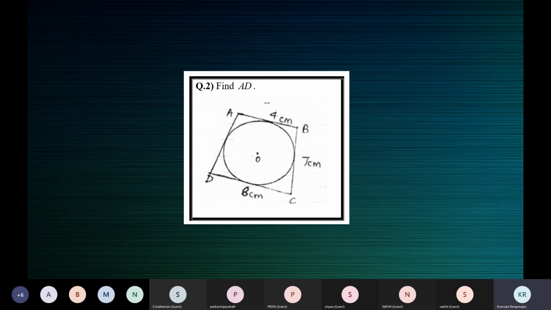Which are the opposite sides of the quadrilateral? AB and CD. What is the sum of the opposite sides? Not numerically. How do you write the sum of the opposite sides? AB plus CD. Which are the other pair of opposite sides? AD and BC. BC plus AD, or AD plus BC. The sums of the opposite sides are equal.